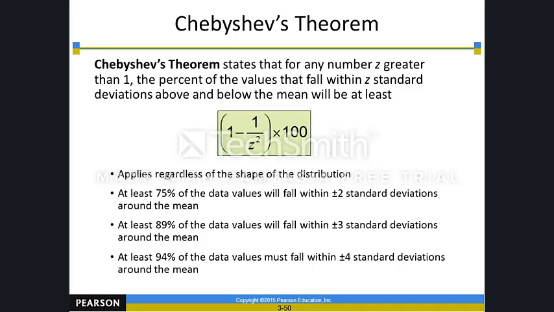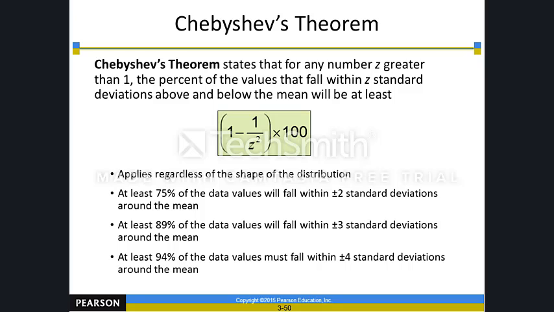So we have a theorem called Chebyshev's theorem, and it states that for any number z greater than 1, the percent of values that fall within z standard deviations above and below the mean will be at least 1 minus 1 over z squared, times 100. Now, Chebyshev applies regardless of the shape of the distribution. So if we put in the number 2 here, then I have 1 minus 1 over 2 squared, times 100, which will be 75%. If it's 3, 1 minus 1 over 3 squared, that will be 89%, and then 4 is 94%.